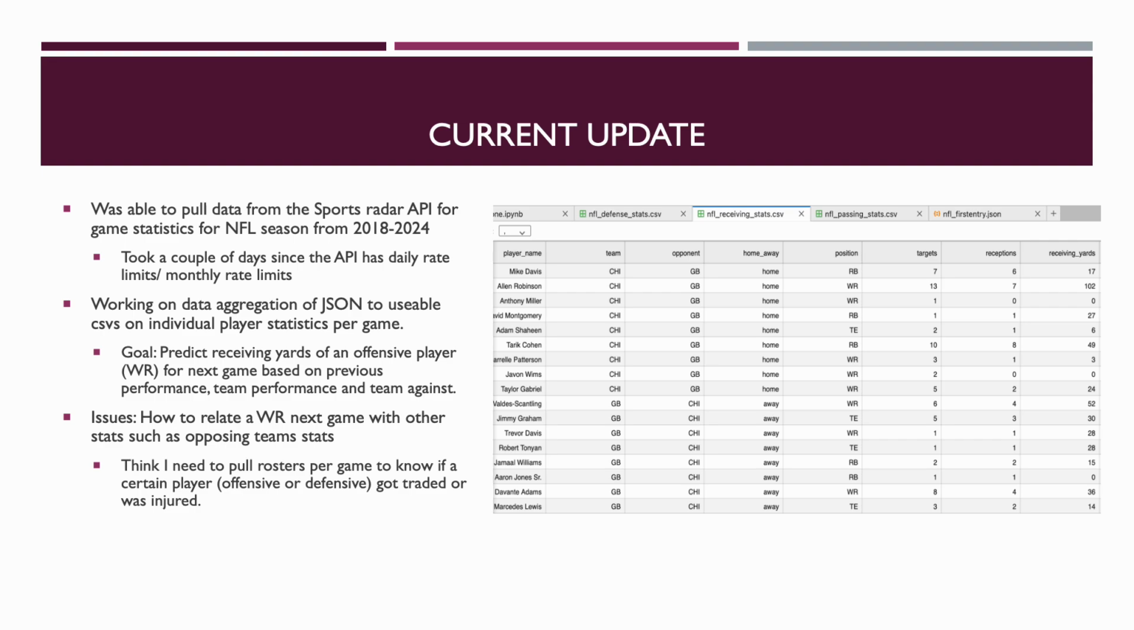I think I'm going to need to pull individual game rosters so I can factor that in as well, because I know in terms of predictions those are known before a game usually starts. But yes, any tips would be helpful in terms of basically aggregating it and being able to predict a wide receiver's receiving stats based on these other factors.